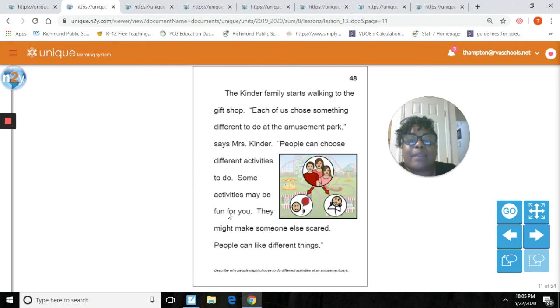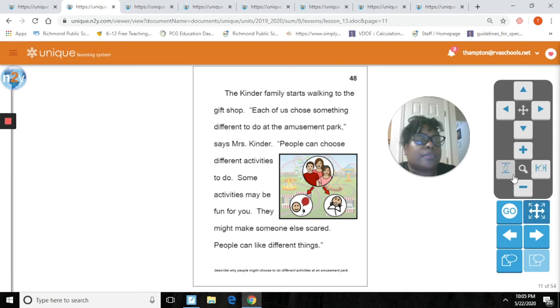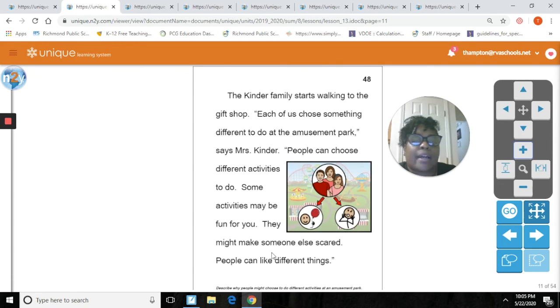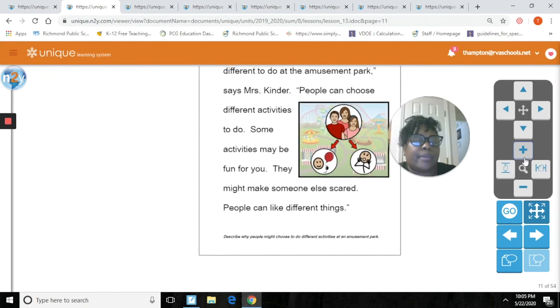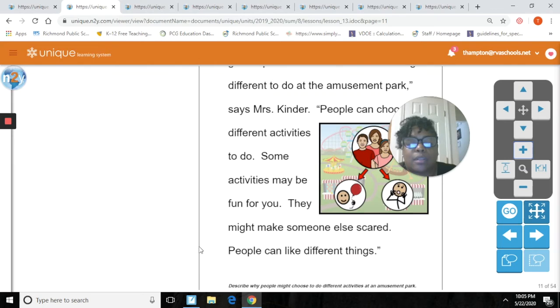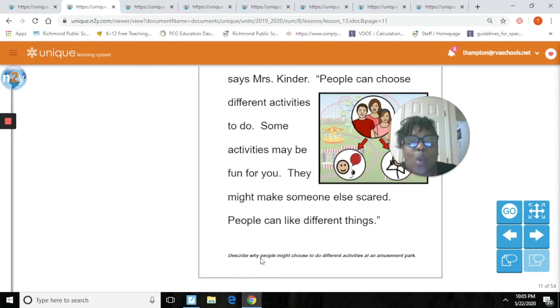Some activities may be fun for you. They might make someone else scared. People can like different things. Okay? So let's just take a look at our focus question at the bottom here. Let's make it a little bit bigger. It says, describe why people might choose to do different activities at the amusement park.